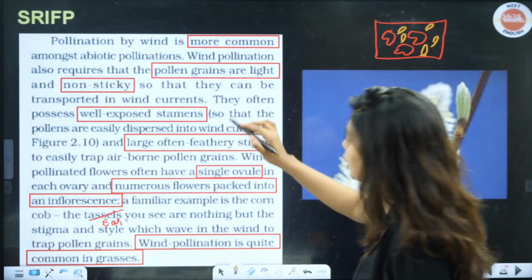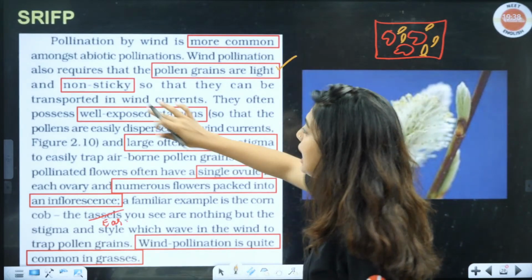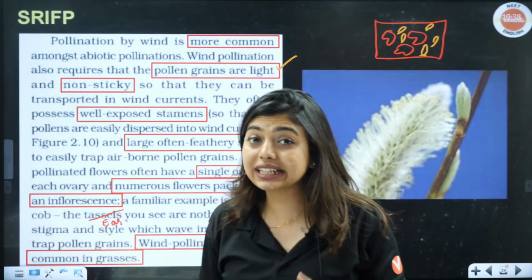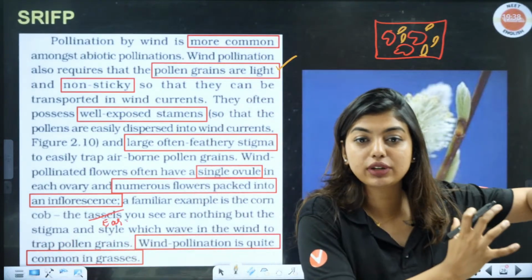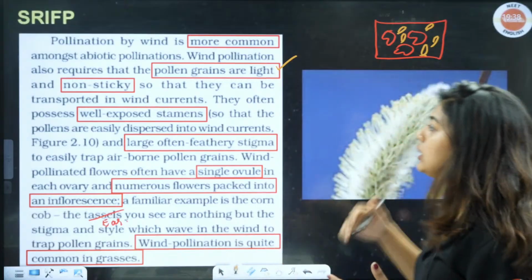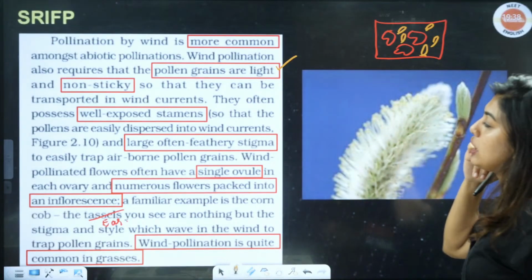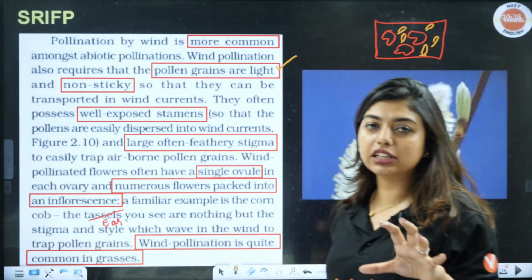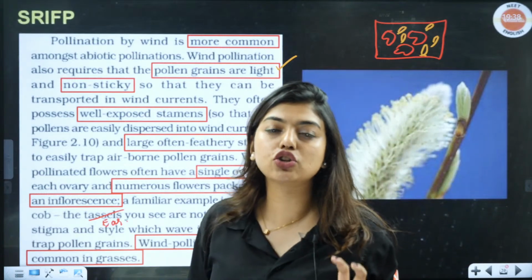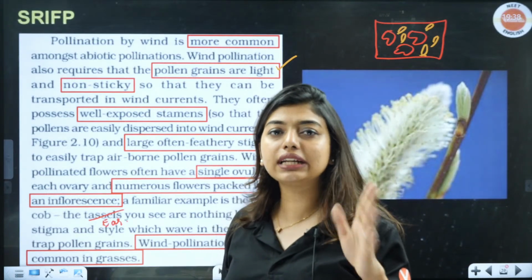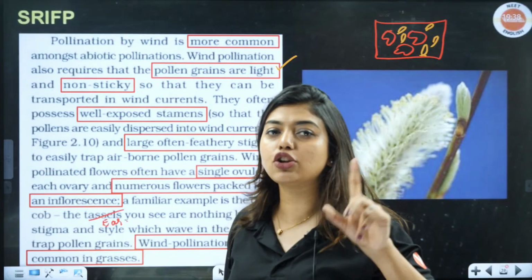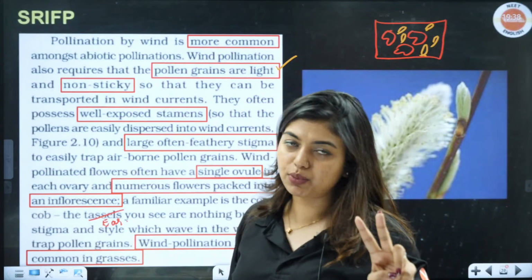Wind pollination also requires pollen grains which are light and non-sticky. It has to be light and non-sticky, otherwise when the wind is trying to take them, it will not come, right? So they can be transported in the wind currents. So they will ask you a direct question like this: what are the characteristics of wind pollinated flowers? The direct answer is, pollen grains are non-sticky and lightweight so that they can be transported by wind.